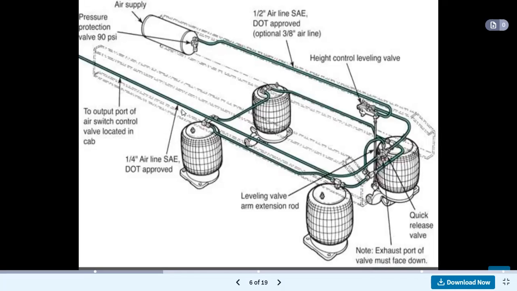Then 1.4 inch, DOT approved. This is the pipeline capacity. It is 1.4 inches, and it goes toward the output port of the air switch control valve located in the cab or cabin.